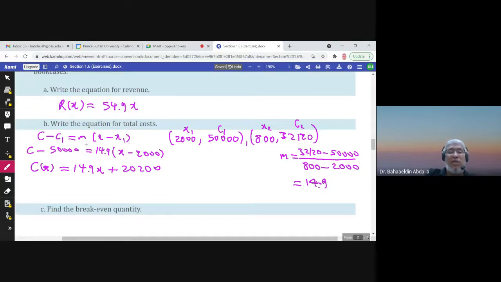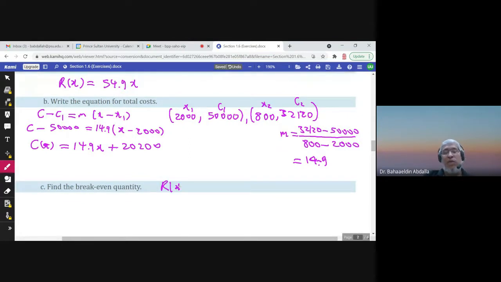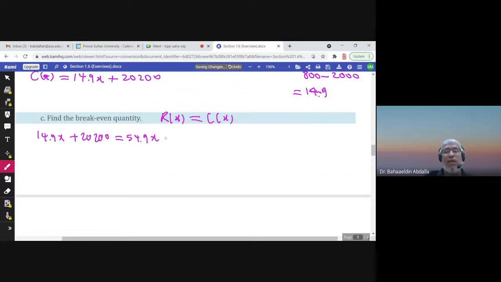Find the break-even quantity. Well, to find the break-even quantity, the revenue should be equal to the cost. So 14.9x plus 2,200 should be equal to 54.9x. Now I will have 2,200 equals 54.9 minus 14.9, that's 40x, and then divide 2,200 by 40. The answer is 505. So this is the quantity to break even.